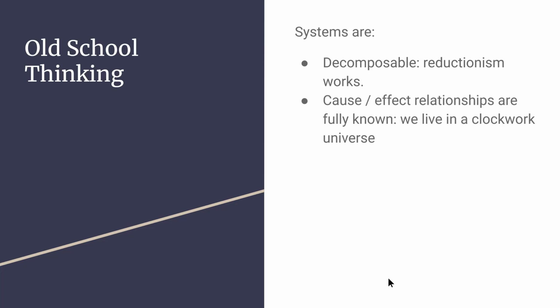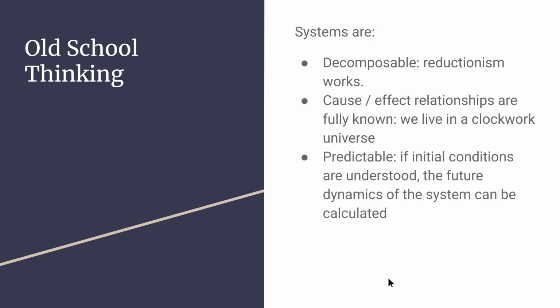Systems are such that the cause and effect relationships are fully known. It's like we live in a clockwork universe. So if something happens at time t equals 100, we know exactly what is going to happen at time t equals 205,000 and 10 million. Things just run forward like a machine.